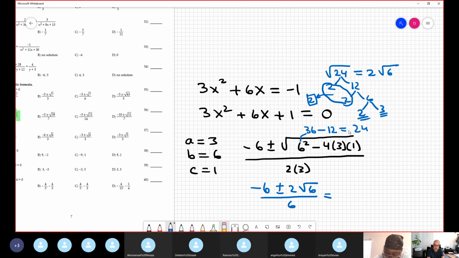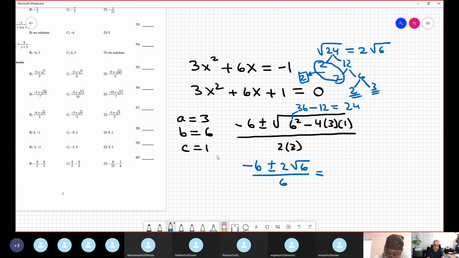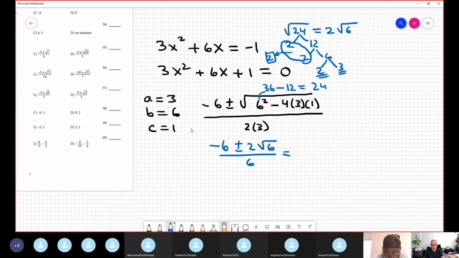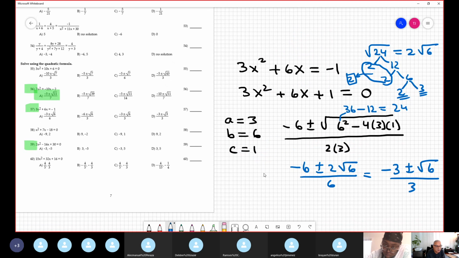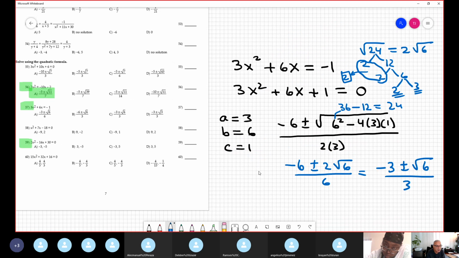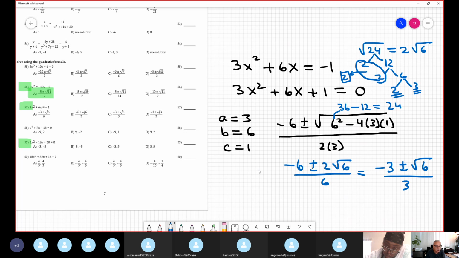Again, what happened? Okay, the number involved is an even number, in this case divisible by 2. This is minus 3 plus or minus radical 6 divided by 3. Okay. You follow me? This is the option. Oh, let me see. Negative 3 plus or minus radical 6. It's A again.